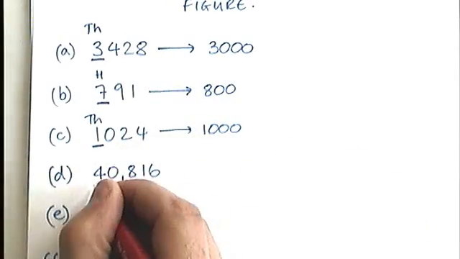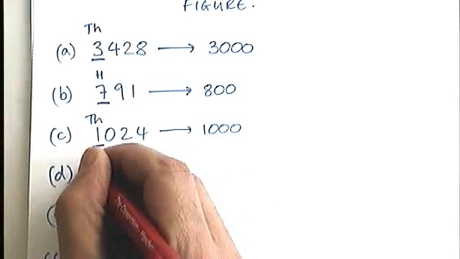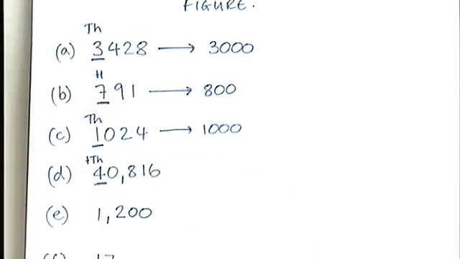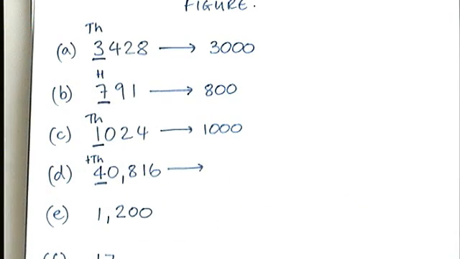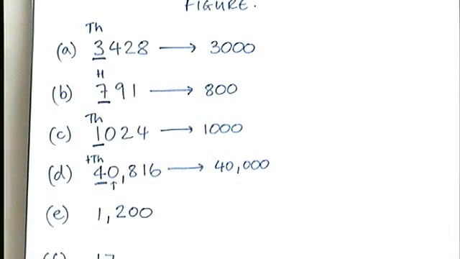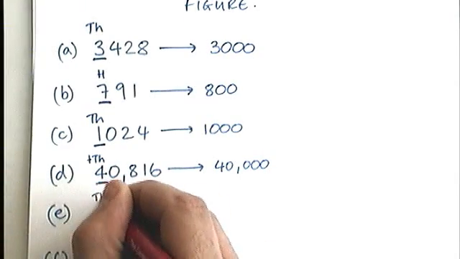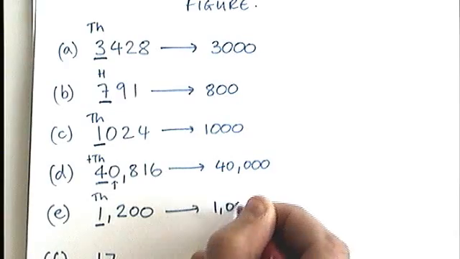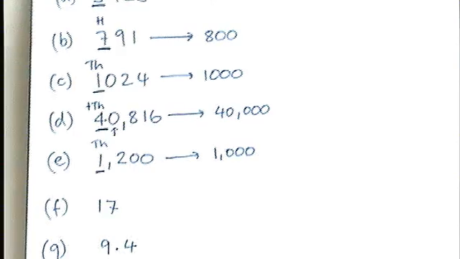In this next one, 40,816, identify your first significant figure. This is in the 10,000s column. So we're rounding to the nearest 10,000. We've got to think to ourselves, is this closer to 40,000 or is it closer to 50,000? Check the next digit. It's closer to 40,000. This one here, again, closest to 1,000. The first significant figure was in the thousands column.